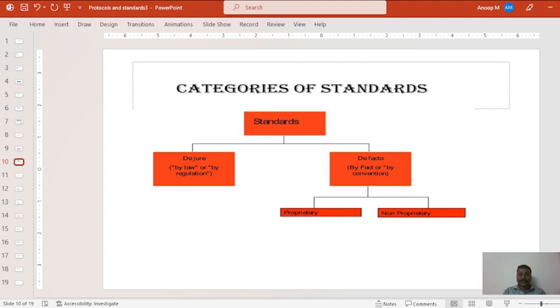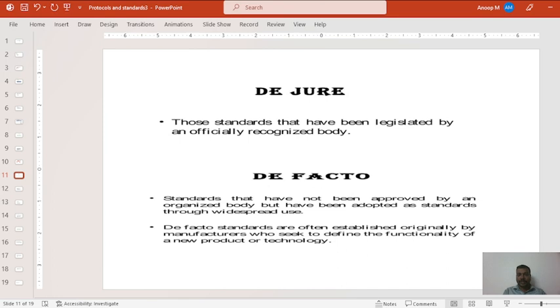De jure means that which comes under a law or regulations. The government is giving some regulation for each and every product that is being sold. That comes under de jure, as well as de facto, which is by means of conventions. By means of facts, we come to a conclusion, and all these things come under de facto. De facto is divided into two types: proprietary and non-proprietary. You know there are two types of software, open software and closed software, so that also comes under proprietary and non-proprietary.